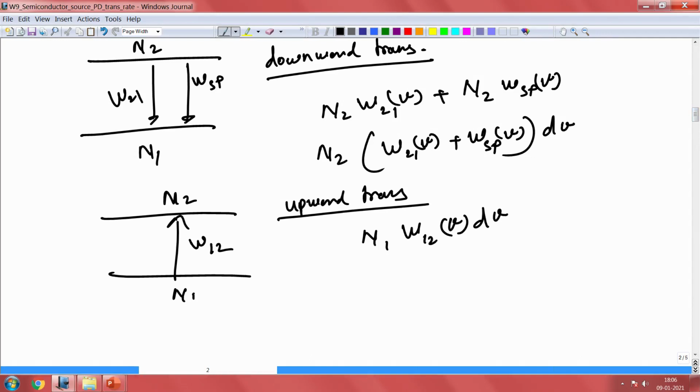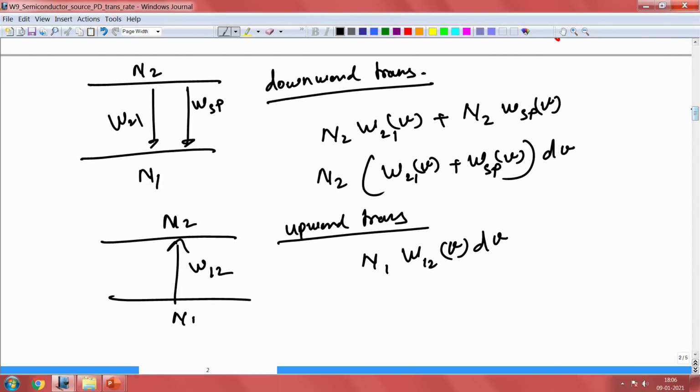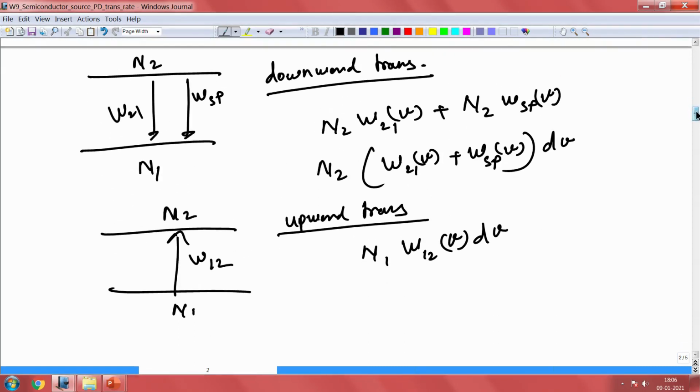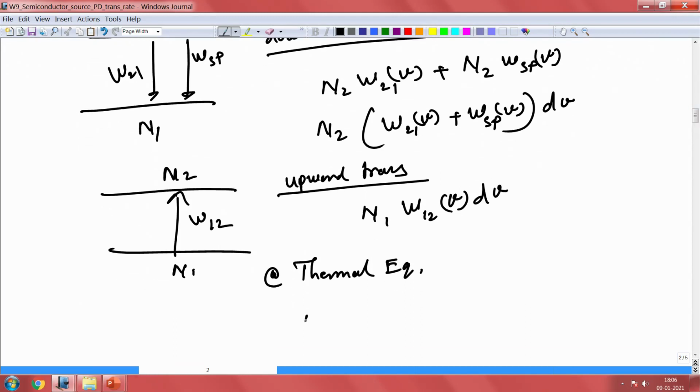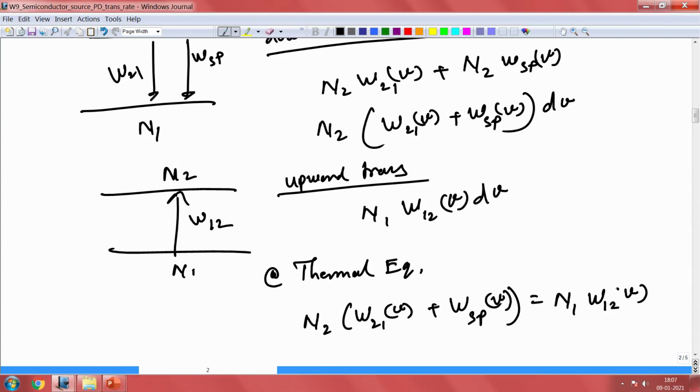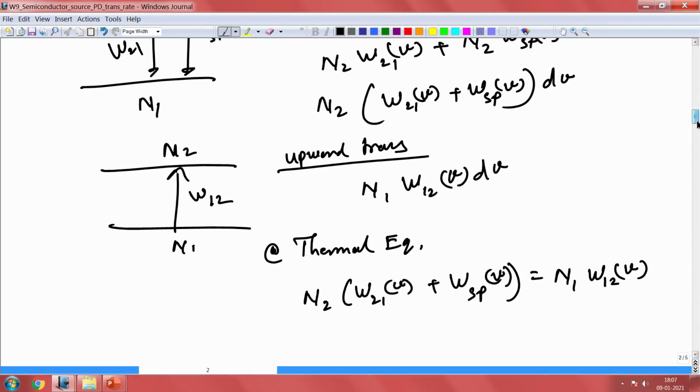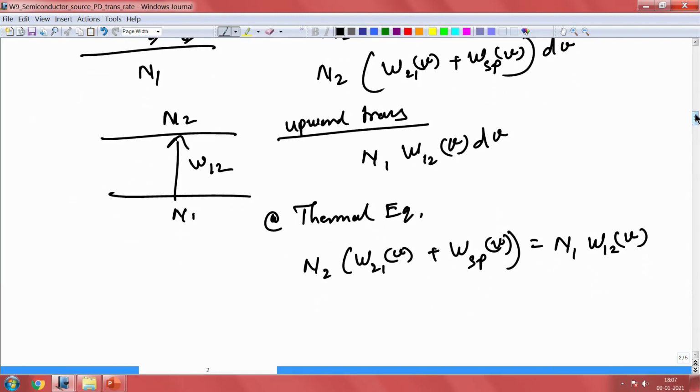So, we need to look at the equilibrium, a thermal equilibrium. These two should be equal. So, at thermal equilibrium, your N2 W21 nu plus WSP nu should be equal to N1 W12 nu. So, this is in the thermal equilibrium.